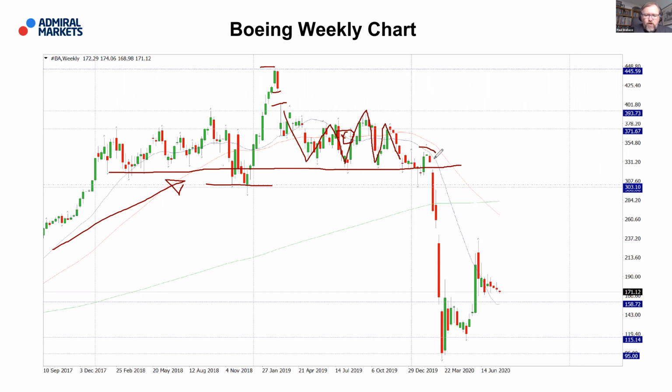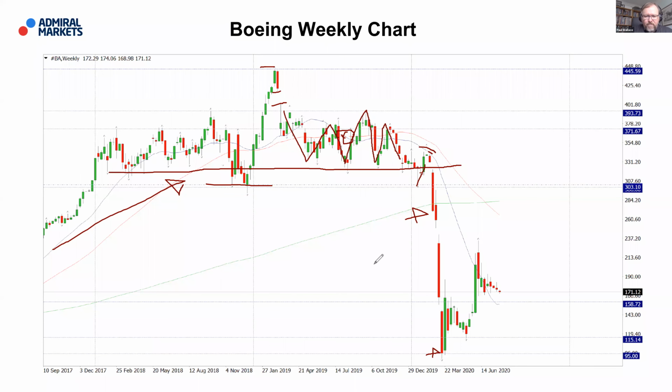We also then saw price rallied up, but actually the 20 period moving average acted as dynamic resistance, and you can see here price collapsed, and it really did have a significant collapse there. We dropped from around $330 down to beneath $100, to $95. So you can see that price drop was really fast, really significant.